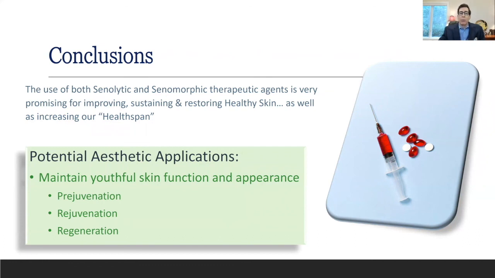There's a potential role, particularly perhaps for the xenomorphics, for pre-rejuvenation, rejuvenation, even regeneration, and ongoing therapy, potentially as a daily or a pulsed routine. So we have a very bright future ahead, and some of the early data suggests that fat and human skin are affected by these senolytics as well.